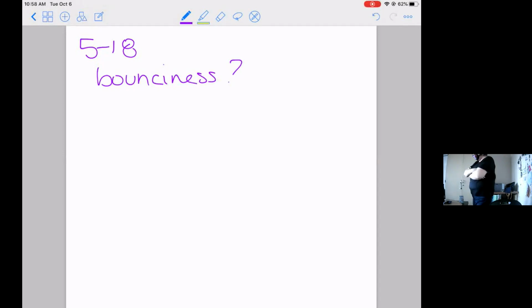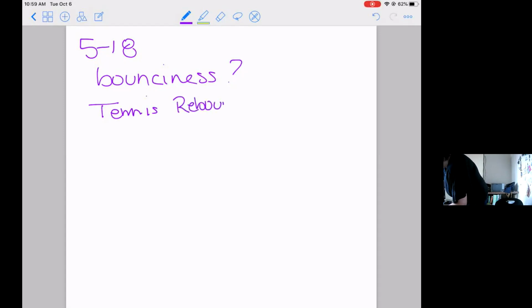So let's go back to my numbers. I'm going to pull out my book because I'm not going to tell you. This is where we're going to work on this together. So a tennis ball must rebound approximately 111 centimeters when it's dropped from 200 centimeters.